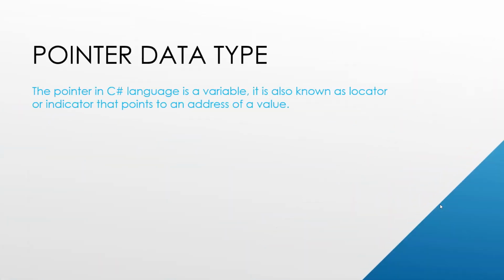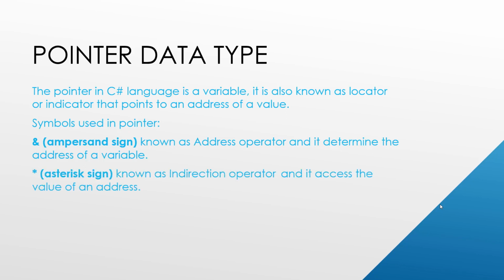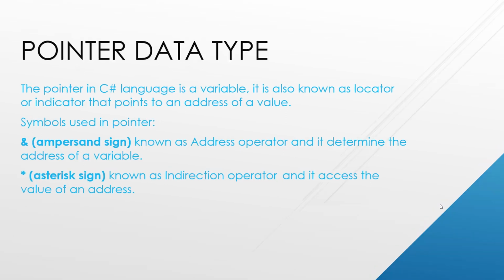Okay. What is pointer data type? The pointer in C# language is a variable. It is also known as locator or an indicator that points to an address of a variable, address of a value. The symbol used in pointer, ampersand sign, is known as address operator, and it determines the address of the variable. Asterisk sign is known as indirection operator, and it accesses the value of an address.